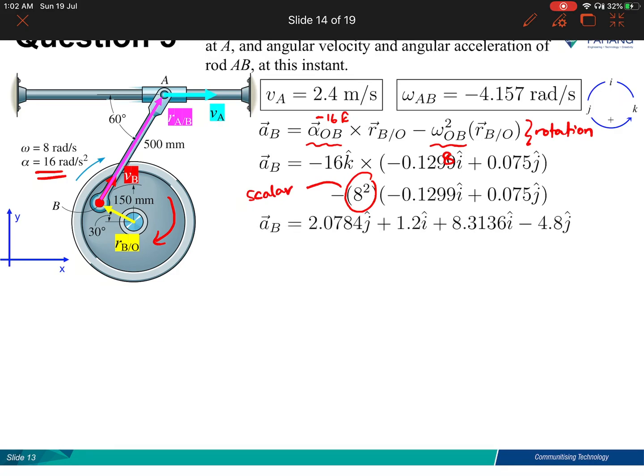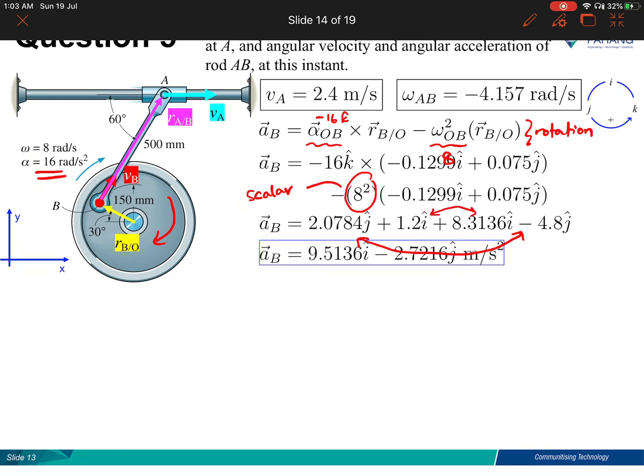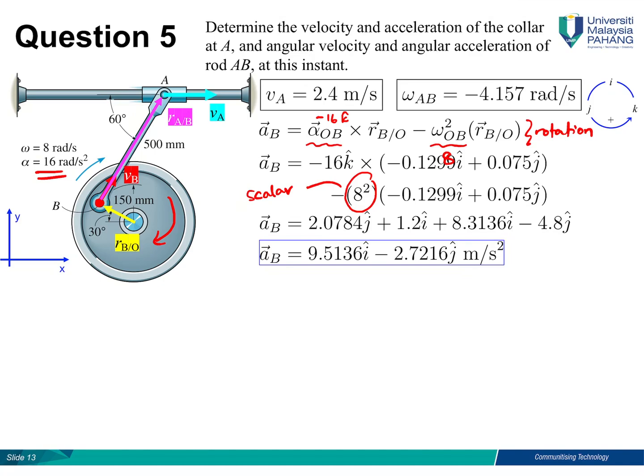So then we have AB is 2.0784J from the multiplication. We will get this. And obviously, you will just add these two, the J component, and also these two for the I component. So finally we will get AB is equal to 9.51 I minus 2.72 J meters per second squared. So we have already the acceleration of point B.